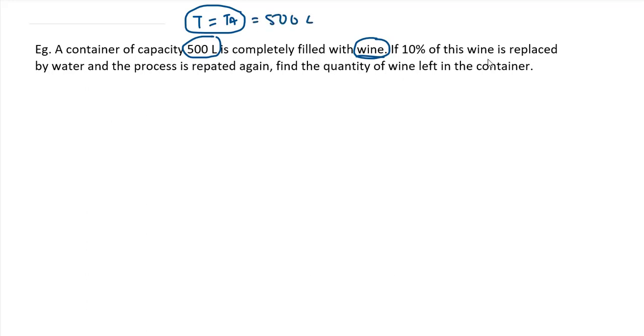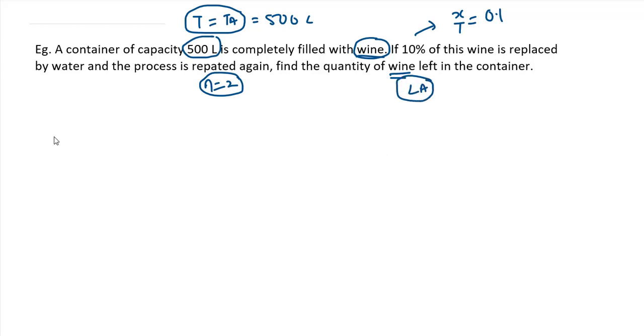If 10% of this wine is removed, this is basically your x by t, which will be equal to 0.1. This is given in percentage, so we can write it as a fraction. 10% of wine is replaced by water. We are removing 10% of this mixture and adding an equal quantity of water. And the process is repeated again, so the value of n is 2. We have been asked to find the quantity of wine left in the container, so we have been asked to find La.